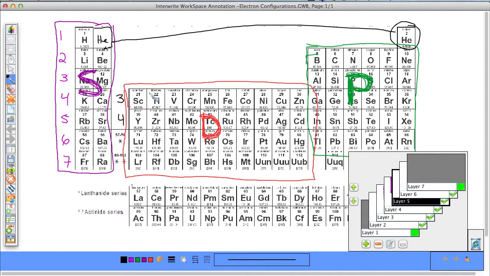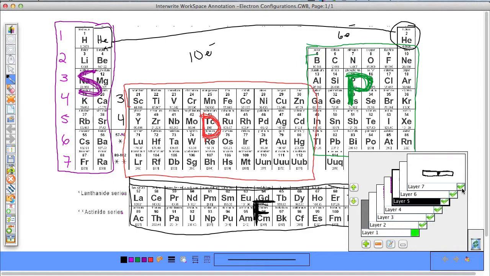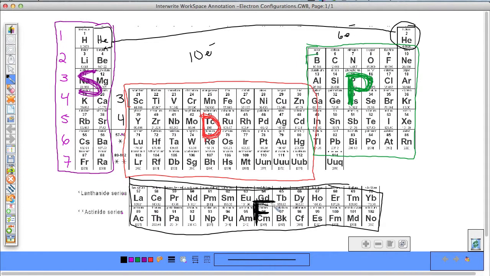And notice the D, if we go back to our original thing, we said the D orbitals have a total of 10 electrons, right? And so you'll notice 10 boxes, 1, 2, 3, 4, 5, 6, 7, 8, 9, 10. And then P has a total of 6 electrons. You'll notice 6 boxes, 1, 2, 3, 4, 5, 6. Okay? And then down here below, this is going to be the F orbitals.